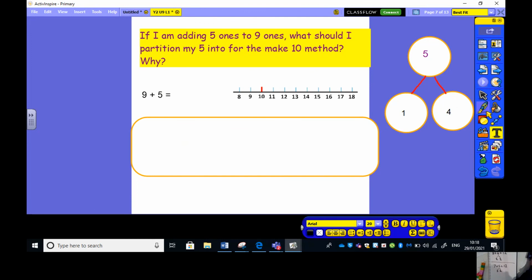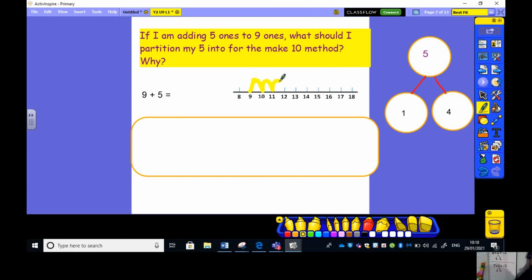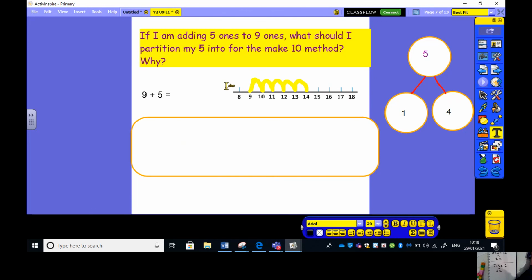Well done. Now I can use the number line and my strategy. So the first step always is make 10. 9 add 1 equals 10. But I still need to add on 4. Well done. Let's add on 4 now. 1, 2, 3, 4. So what is 9 add 5? Well done. 14.